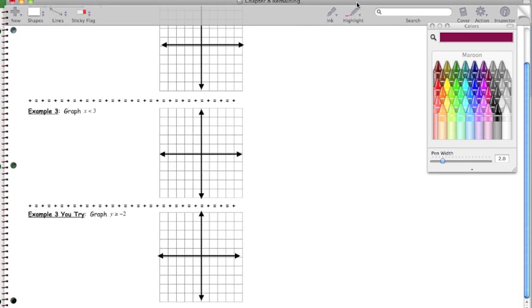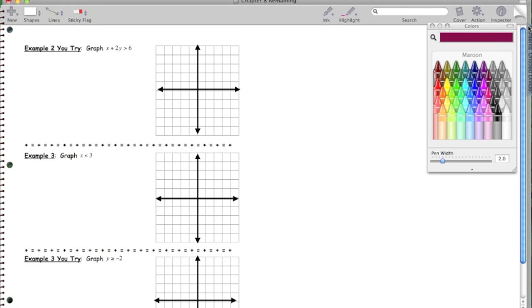Okie dokes. Moving around a little bit. Okay, graph x plus 2y is greater than 6. So in this inequality, it's not in slope-intercept form, so I have to get it that way. I'm going to subtract my x's. I get 2y is greater than negative x plus 6. Divide everything by 2. I'm dividing by a positive, so I don't need to flip my sign. I get y greater than negative 1/2 x plus 3. My slope is negative 1/2. My b value is 3.